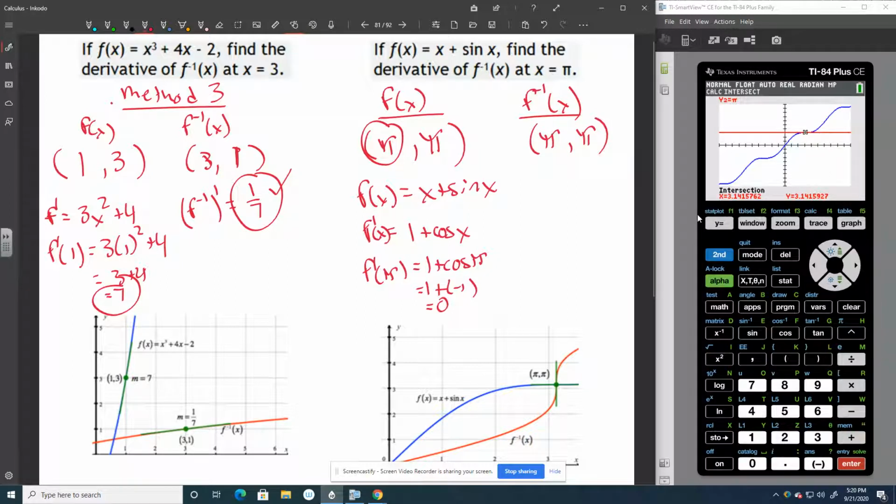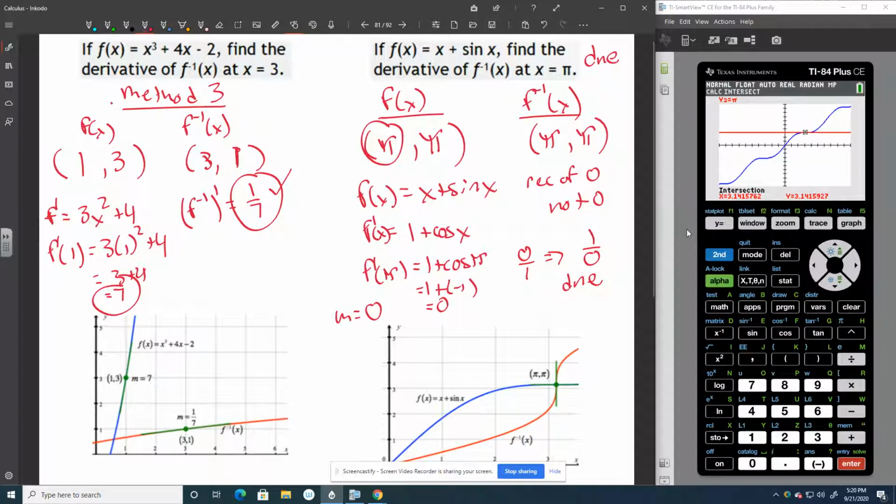At pi, my slope, m, is going to be 0, which means with my inverse function, at the inverse point at pi, my slope is going to be the reciprocal of 0, which is not 0, guys. The reciprocal of 0, so 0 is 0 over something, the reciprocal of that is 1 over 0, which is not 0. It does not exist. Okay, so my derivative at x equals pi does not exist.